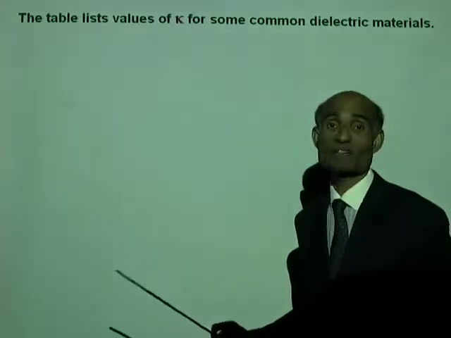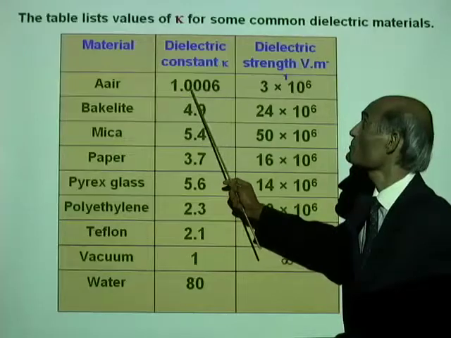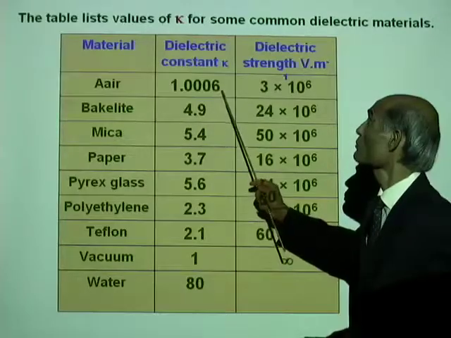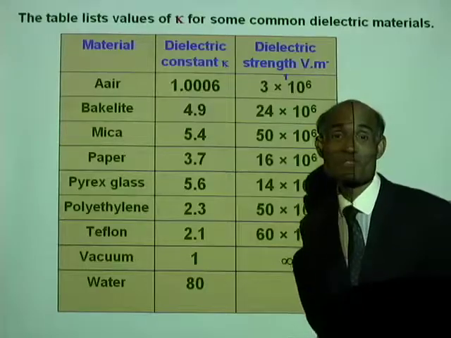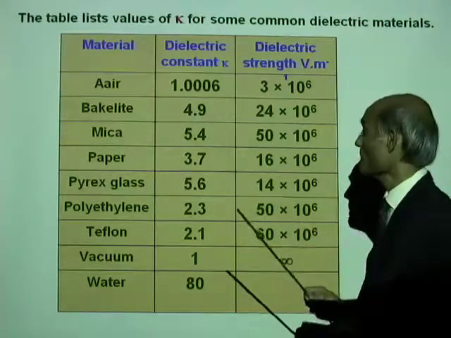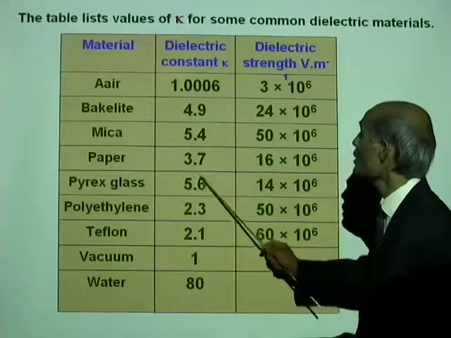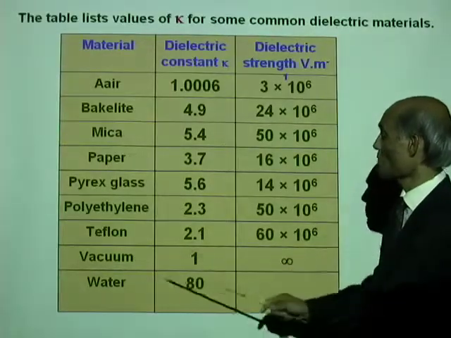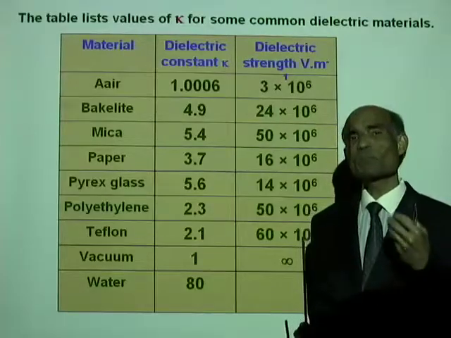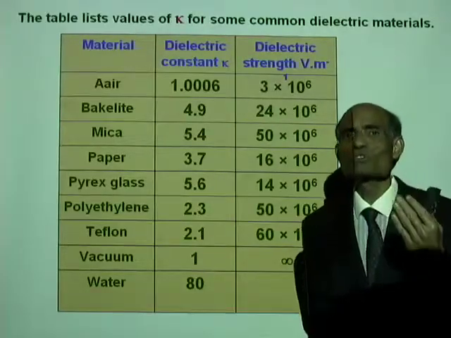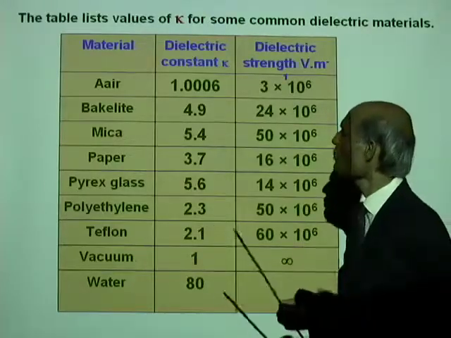Types of dielectric. Now look at this table. Air is 1.0006. Well, for all practical purposes, we will take it as 1. Now, Pyrex glass, it has the highest value. Well, water has a very high value, but water is not a practical material to be used as a dielectric. So we will not be using water.